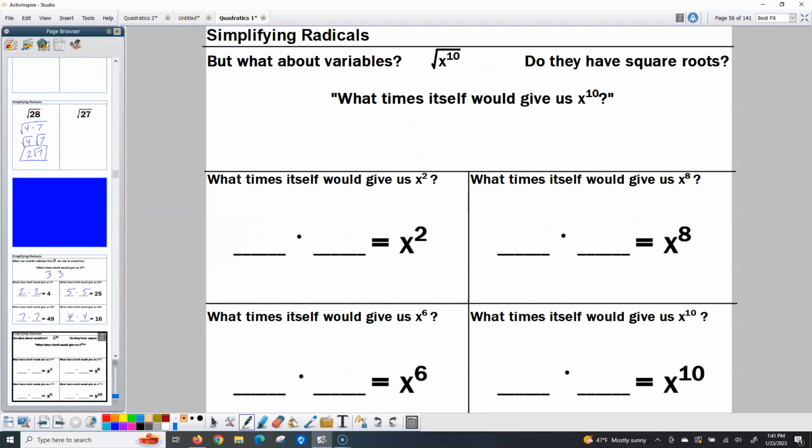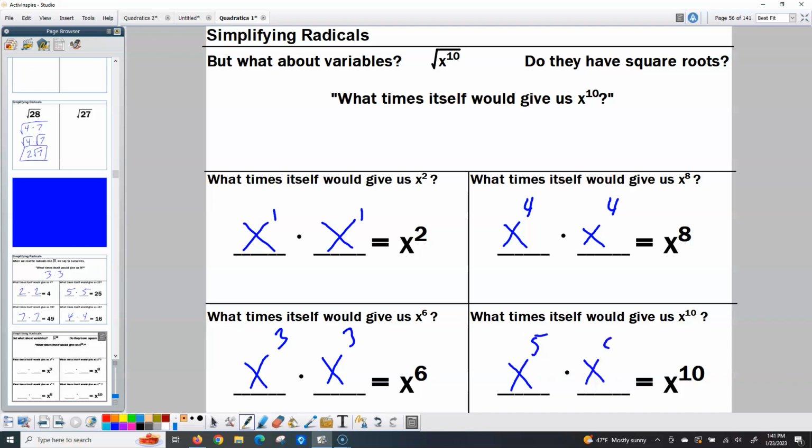But what about variables? We got square root of x to the 10th here. Do those things have square roots? They do. Spoiler alert. What times itself would give us x squared? X times x. Remember, you add these exponents right here. So x times x would give us x squared. What times itself would give us x to the 8th? X to the 4th times x to the 4th. X to the 6th? X to the 3rd times x to the 3rd. X to the 10th? Be x to the 5th times x to the 5th.